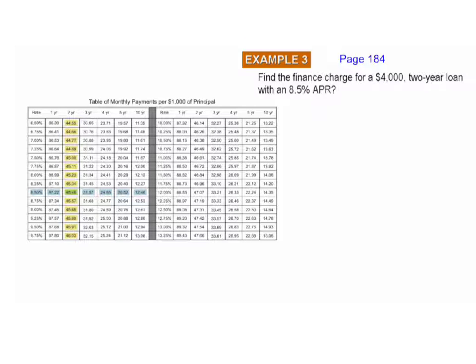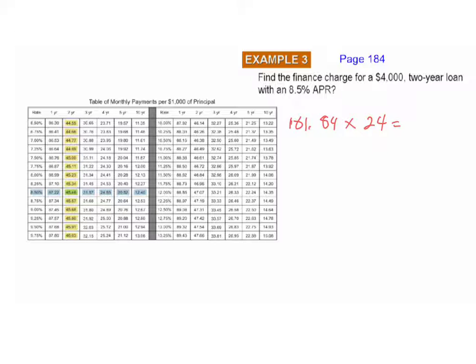Here is example 3. It says, what is the finance charge for a $4,000 2-year loan at 8.5% APR? If you recall, that is what we determined in examples 1 and 2. We determined that we paid $181.84 a month, and we did it for 2 years, so that's 24 months.